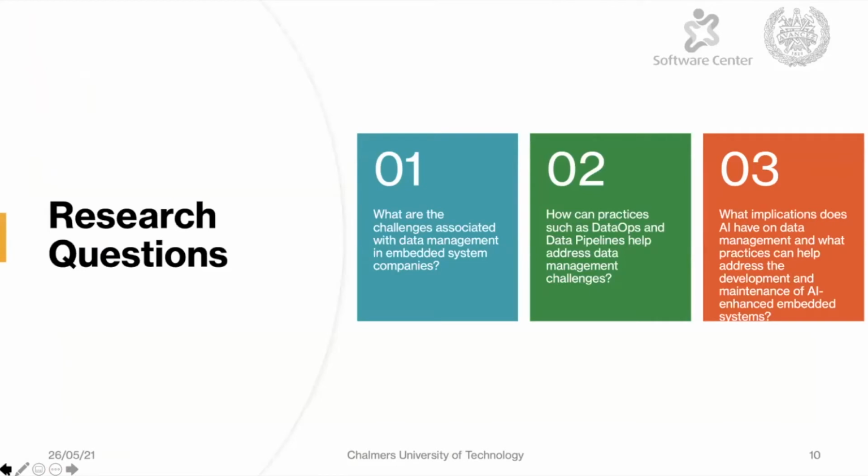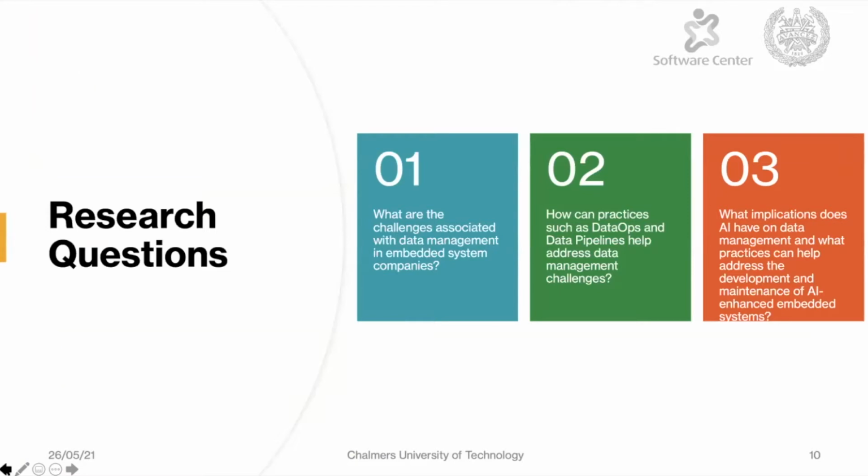So in order to fulfill those objectives, we have formulated 3 research questions. The first one is, what are the challenges associated with data management in embedded system companies? The second is, how can practices such as data ops and data pipelines help address data management challenges? And the third is, what implications does AI have on data management?